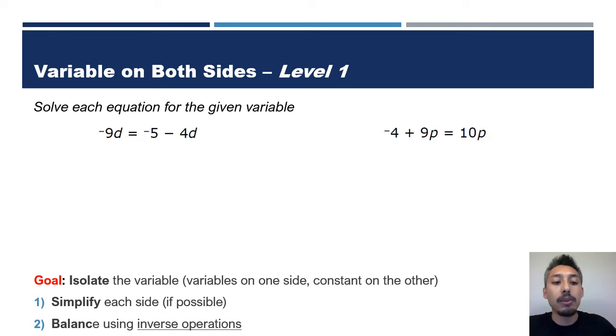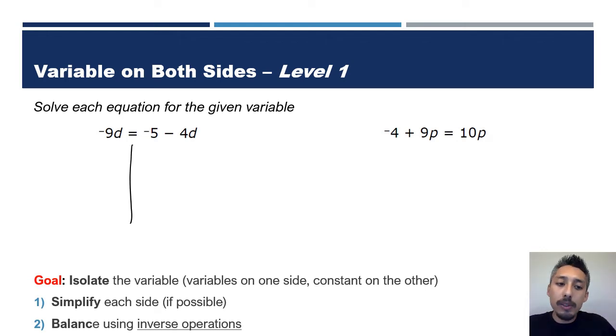So for example, the first problem says -9d is equal to -5 minus 4d. If we're trying to get our variable by itself, we run into a problem. We have -9d on the left side, -4d on the right side, and we can't have that. We only want variables on one side of the equation, not on both. So we need to make a choice. We need to get rid of one of these variables.